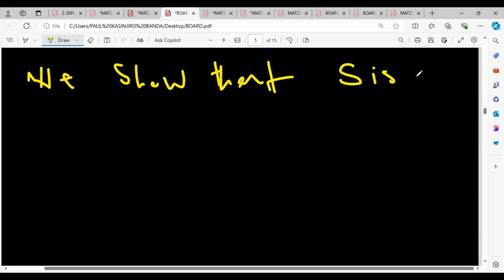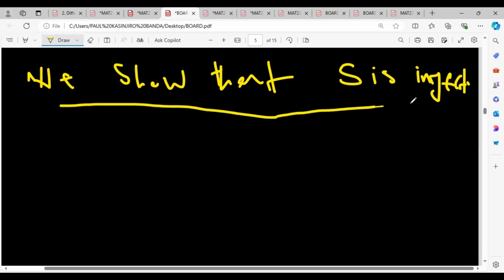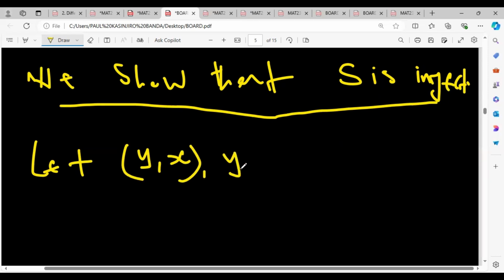Okay, so to show that S is injective, we can say let. Before I start, let me just write what we're doing. Here we show that S is injective. So we are showing that S is injective as our first objective. Remember, we have 4 objectives, right? Okay, so we can say let (y, x) and (y, z) be members of this relation S.